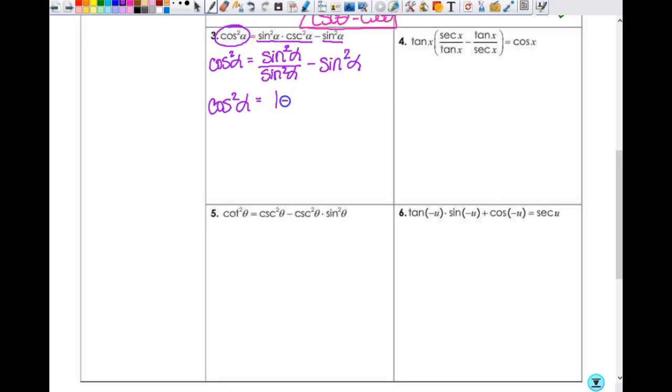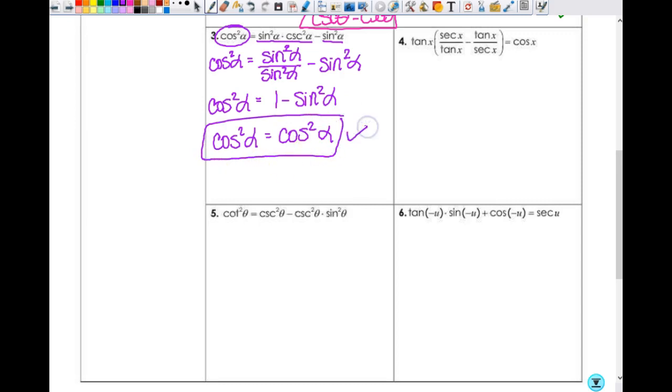So I get 1 minus sine squared alpha. What's 1 minus sine squared? Cosine squared. So you got cosine squared alpha equals cosine squared alpha, and you're done. Okay. Everybody good? All right, let's look at number 5 then.